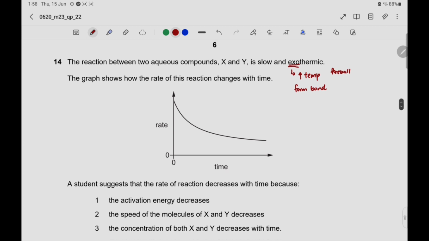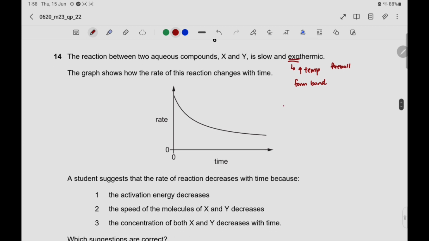So I want you to know, whenever we talk about rate of reaction, only the temperature will cause increased kinetic energy and increased speed. Other than the temperature, nothing will cause them to increase energy. Pressure and concentration only cause more collisions, but never change the energy, except for activation energy, which will be reduced by our catalyst.